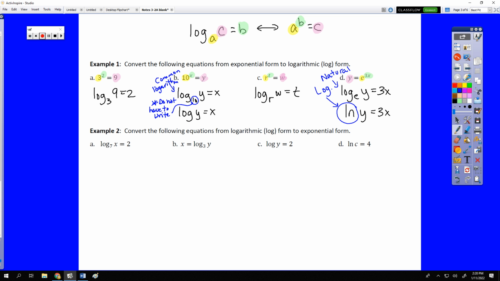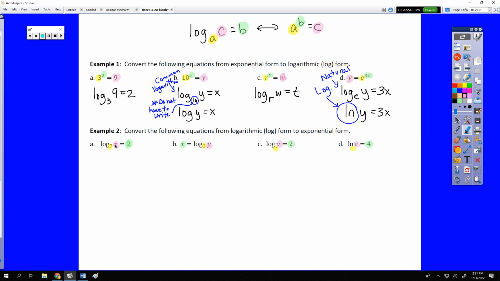So if we see log base e, that's normally written as ln instead of log base e. All right, so then on the second half, we're going the opposite direction. It's the same idea, though. We still have a base. Okay, there's no number listed there, so we should know what that means, right? We still have an exponent, and we still have a value. All we have to do is rewrite it in the other format.